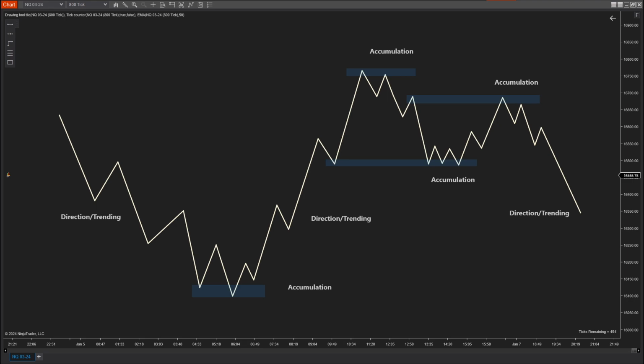The critical thing is to understand how to identify the different types of market phases you're in, whether you're in an accumulation phase, a directional trading or trending phase. It really doesn't matter how you then enter. What is critical is to understand how you can use these different phases to identify when you have an edge.